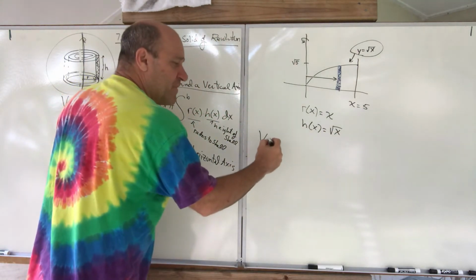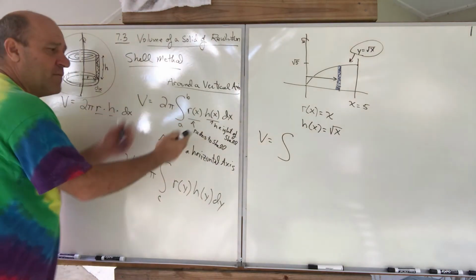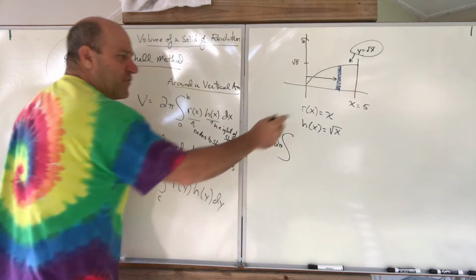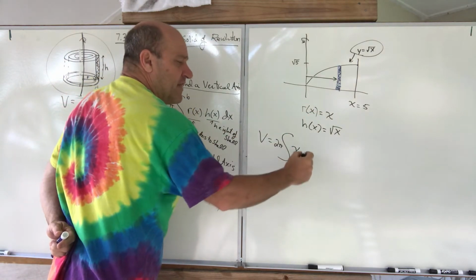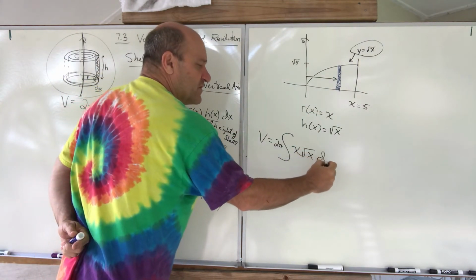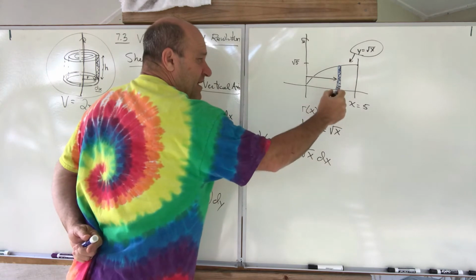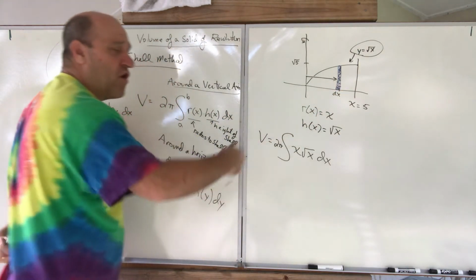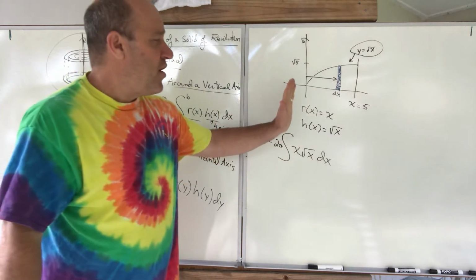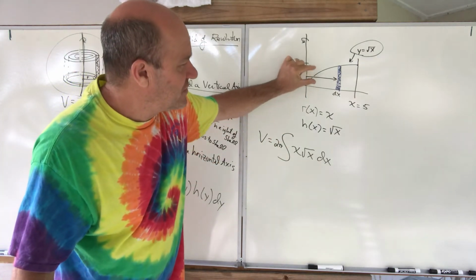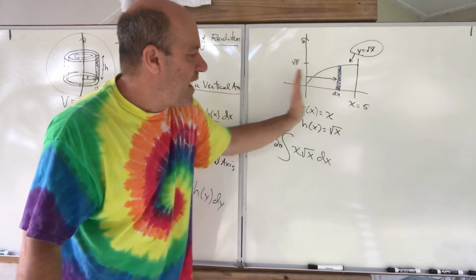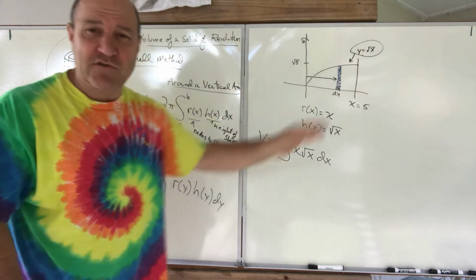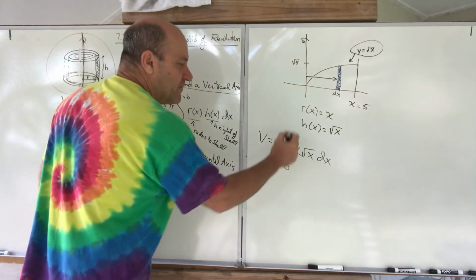So here I am with my integral. I'm using this formula. There's a 2 pi out in front of that integral. I've got the radius to the shell, the height of the shell with respect to x, the thickness of the shell, dx. And I'm going to do that for all the shells that go from, here's a shell, here's a shell, here's a shell, they're going to move throughout this region from 0 to 5. I'm working in x's, my bounds are in x's from 0 to 5.